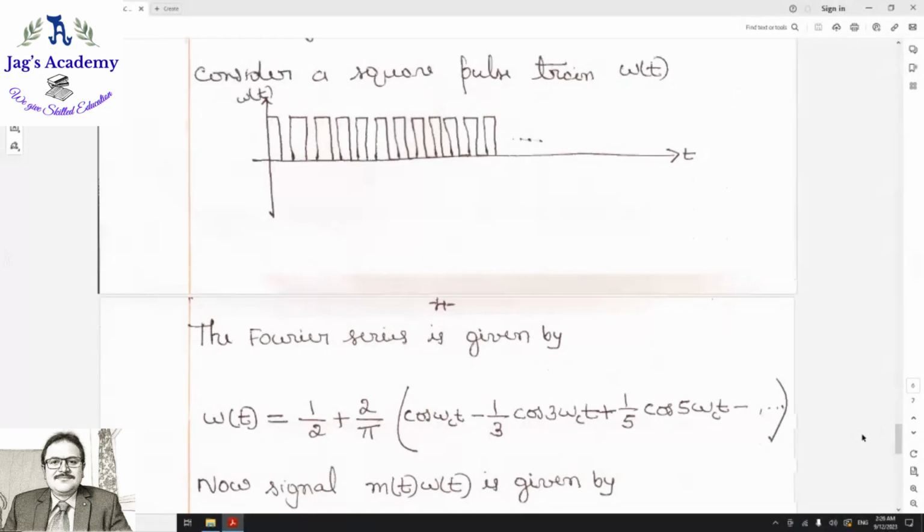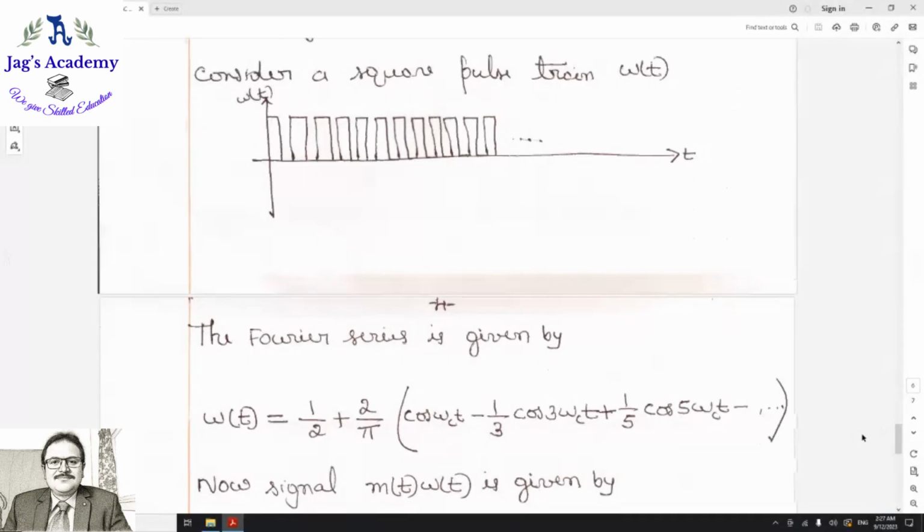We have proved mathematically that multiplying a periodic wave with the frequency omega c to the message signal will get you the double sideband suppressed carrier wave. Now, let us consider that periodic wave as a square wave pulse train. I hope that you are able to apply Fourier series for this and represent this signal in the form of Fourier series. You can do it, right? This is what you are studying in signals and systems.